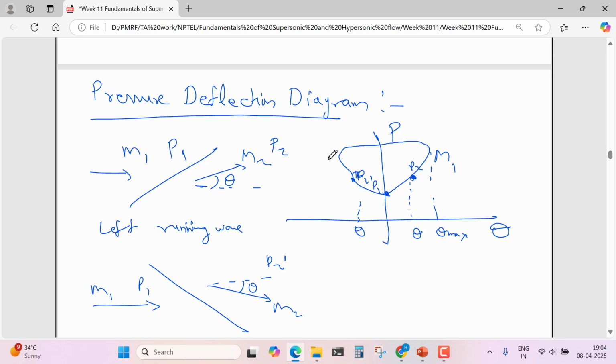One example you will see. So this is angle theta1, and this is angle theta2. There will be one oblique shock here and one oblique shock here. Both will interact.